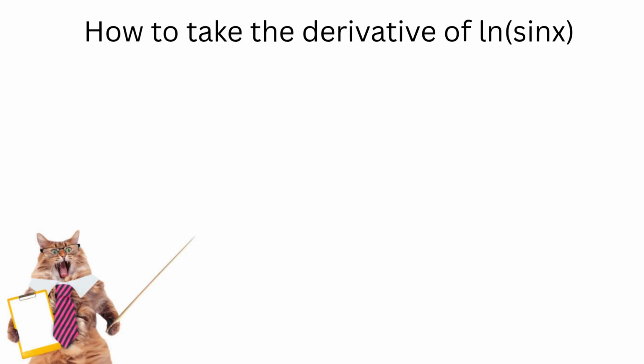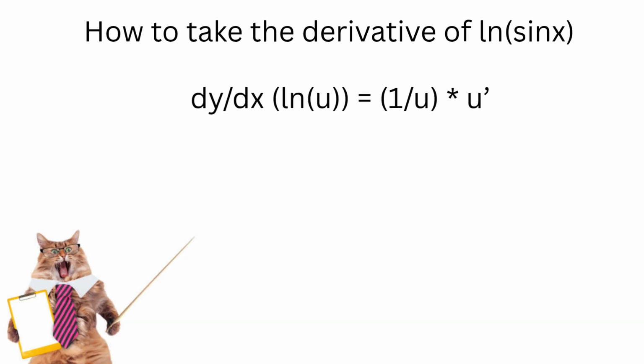So the formula that I gave you before wasn't wrong. It was only used if what's inside the natural log is just the variable of x itself, because that assumes we don't have to use the chain rule. So here's a more generalized version of the exact same expression. In this case, when we take dy dx for the expression the natural log of u, it equals 1 over u times the derivative of u itself.